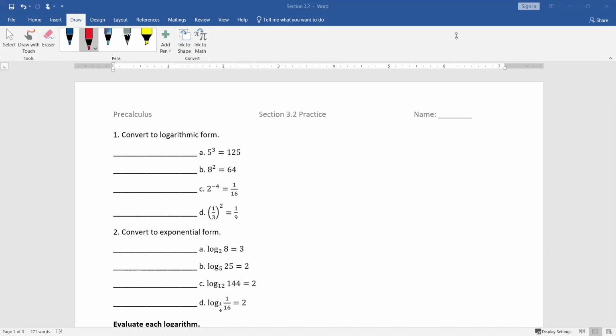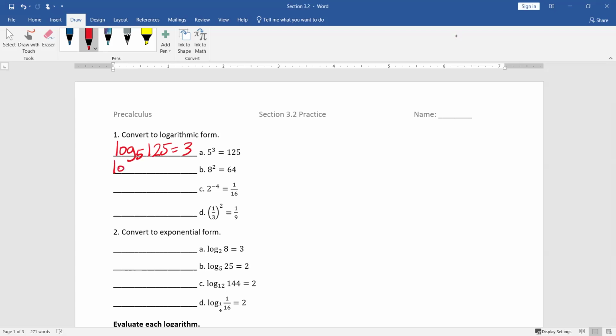Okay, so for these first four, they have given us exponential form, and we need to convert them into logarithmic form. So again, remember your base. It's always log. The base is that subscript, and then the x is the 125, and that equals the y, which in every case is the exponent. In this case, it's 3. So you should get log base 5 of 125 is 3.